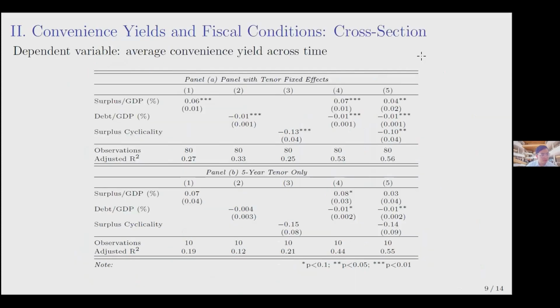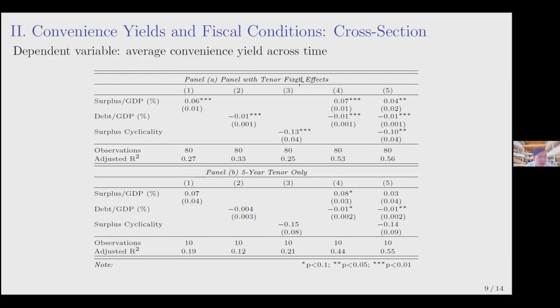Now let me turn to the second prediction, which links the convenience yield to different countries' fiscal conditions. Here, let me start with the cross-sectional results. The dependent variable is the average convenience yield of a single country across time. We regress the country-level average of convenience yield on this country's average government surplus to GDP ratio, debt to GDP ratio, and surplus cyclicality, which measures the cyclical component relative to a common factor.